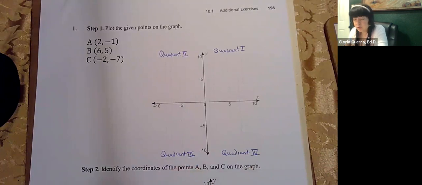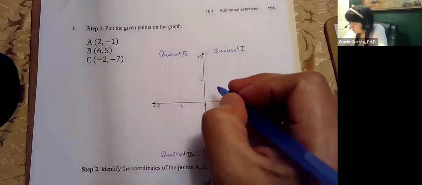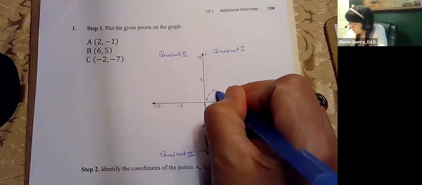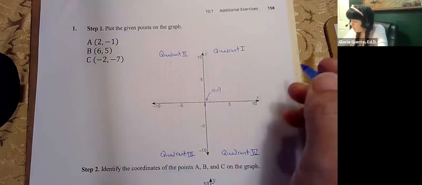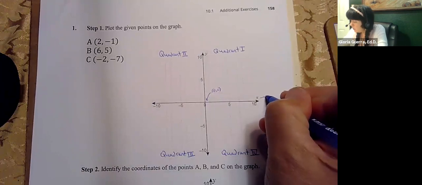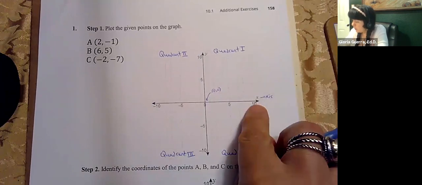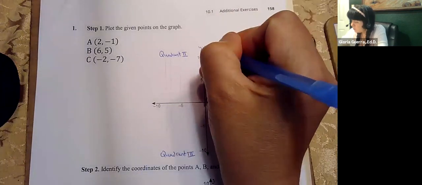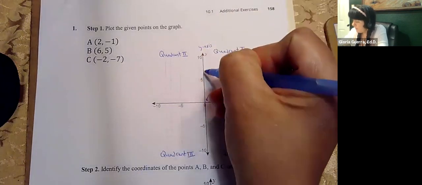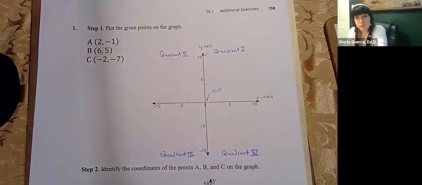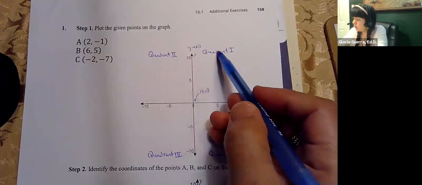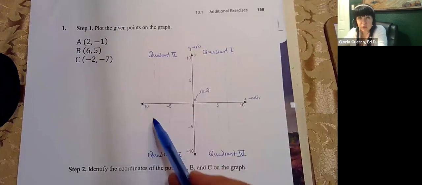And they were talking about the origin. So this is your origin right here. That's 0, 0. And you have an x-axis right here, and you have a y-axis right here. And so you notice these quadrants go counterclockwise, against the movement of the clock.